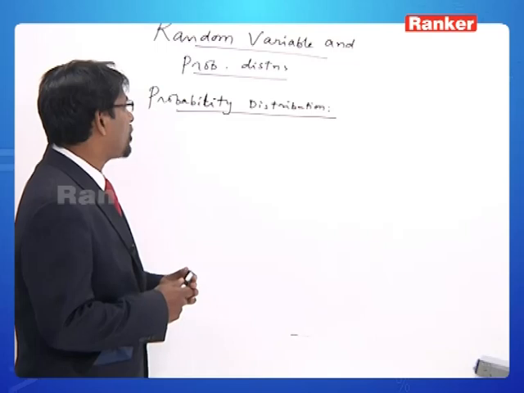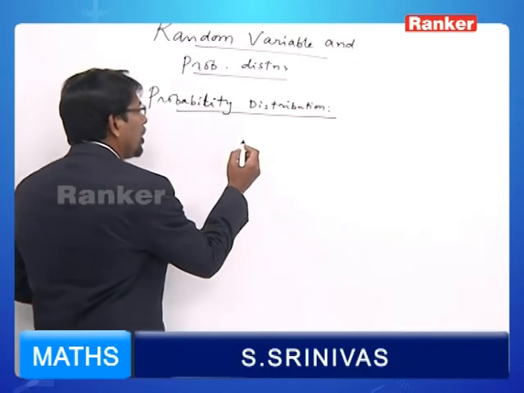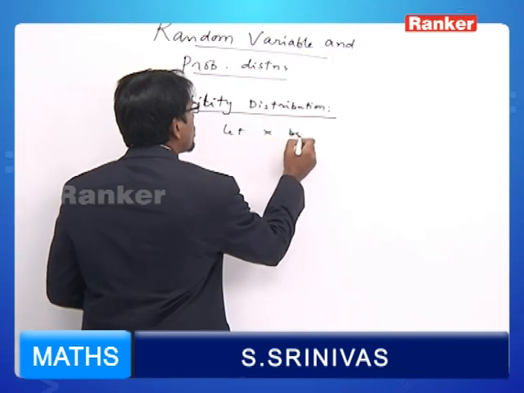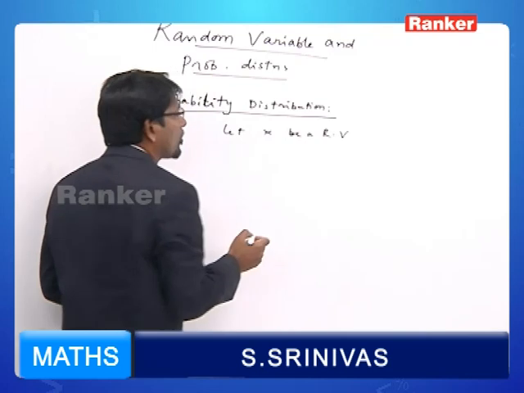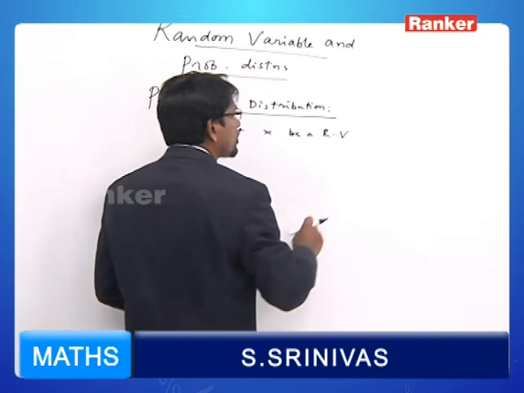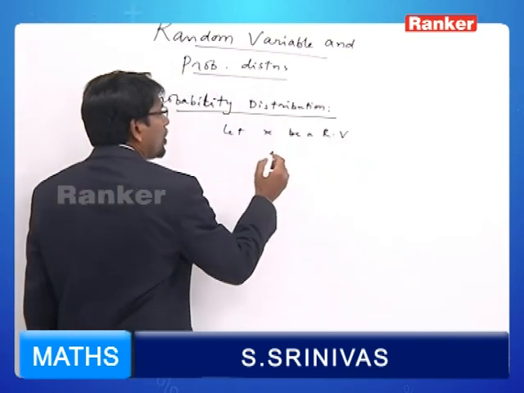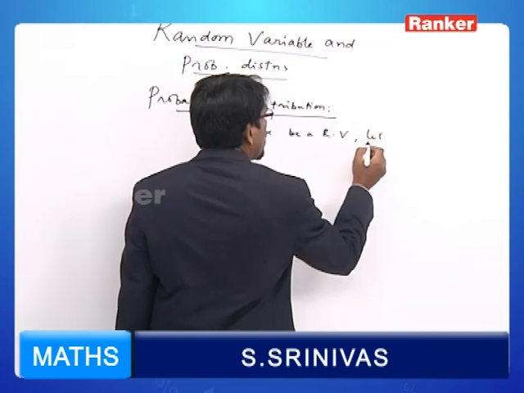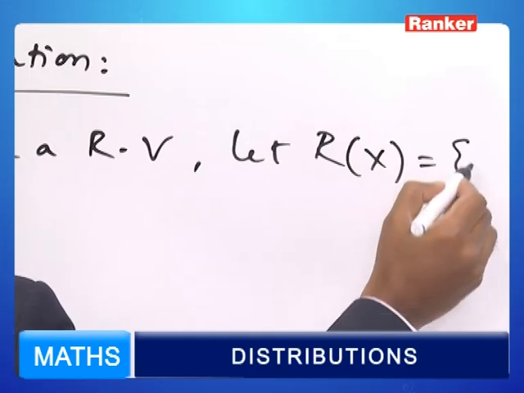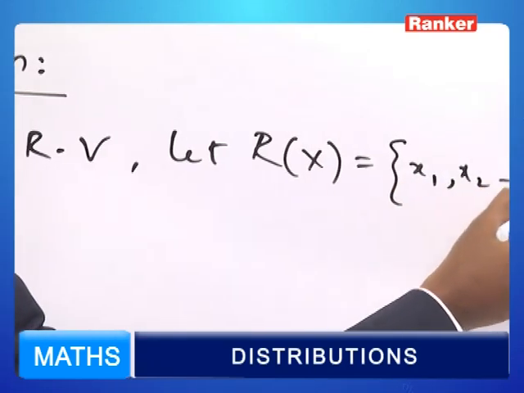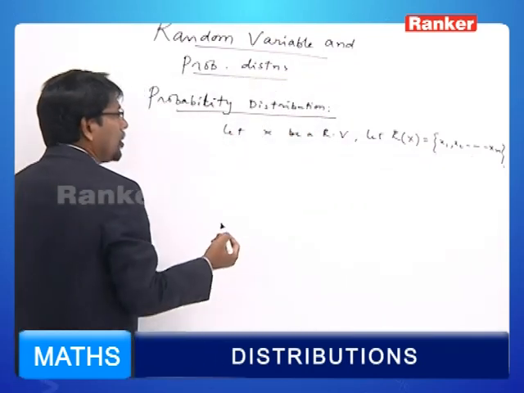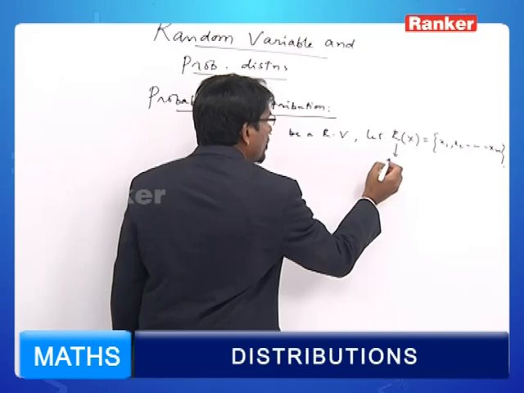So let us define a probability distribution. Let x be a random variable corresponding to some random experiment. Now let the range of x be equal to some x1, x2, and so on up to xn. This is the range of x.